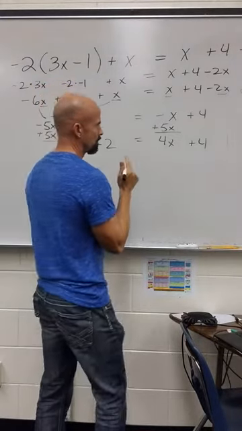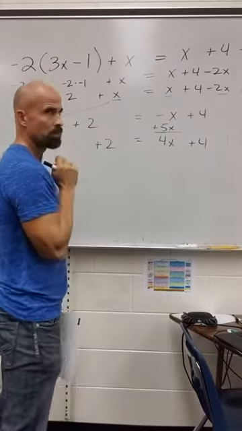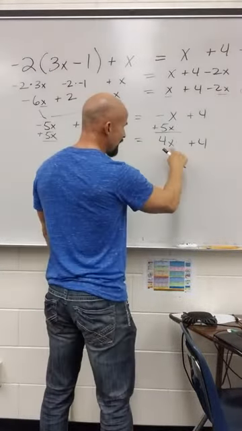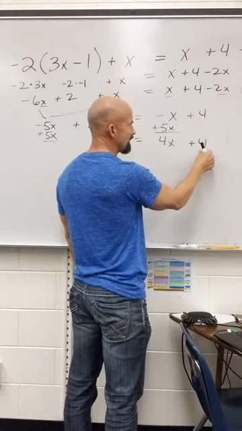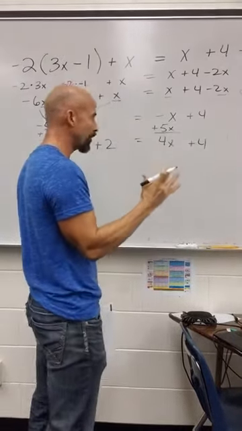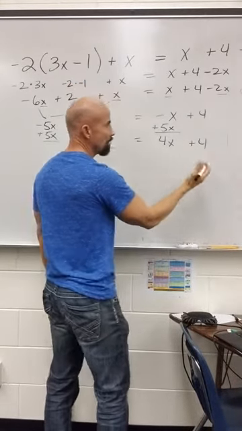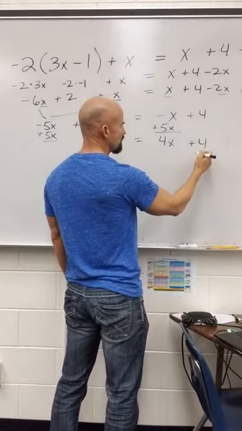Move the term without your variable. Which term doesn't have my variable? Constant. 4. 4, right? My variable's there. I need to focus on the term that doesn't have my variable. It's called a constant because it's just a number. Sometimes it could have a different variable like y, and this one is just a constant. And most of the time it will be, in this class, just a constant.